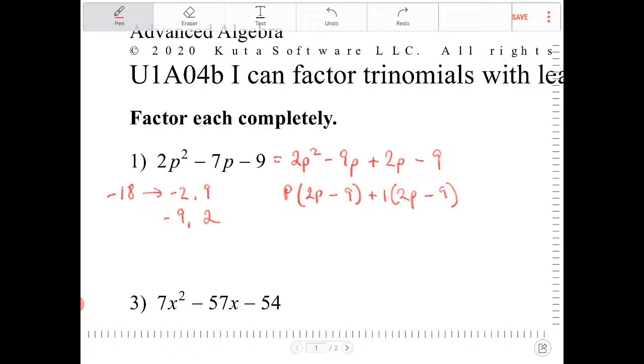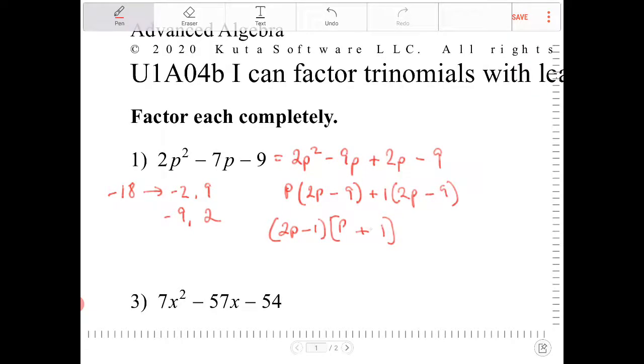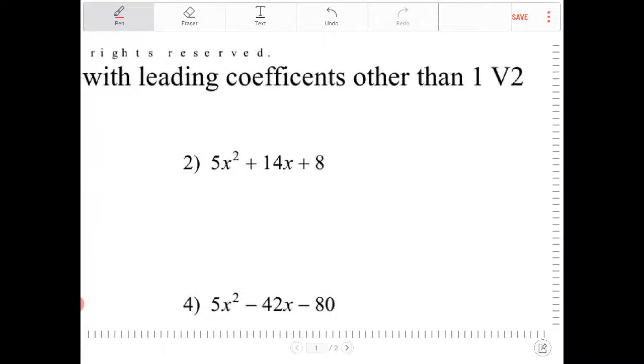So we have the GCF in the first half and the GCF in the second half. So I want to factor that out. When 2p minus 9 is factored out, I'm going to be left with p plus 1. And there you go. That is the factored form: 2p minus 9 times p plus 1. Let's take a look at number 2.